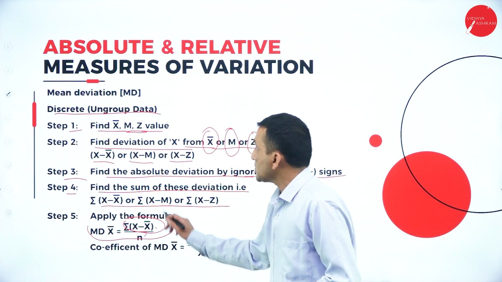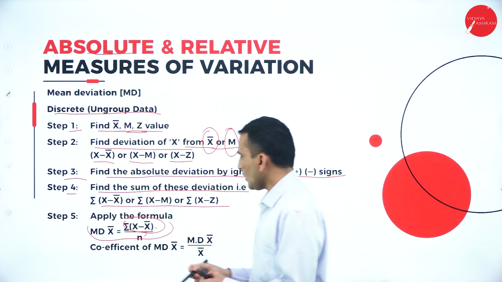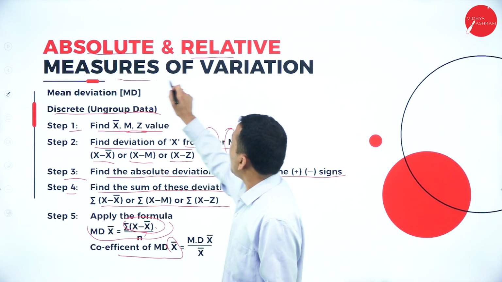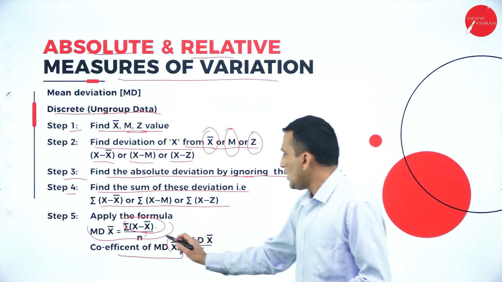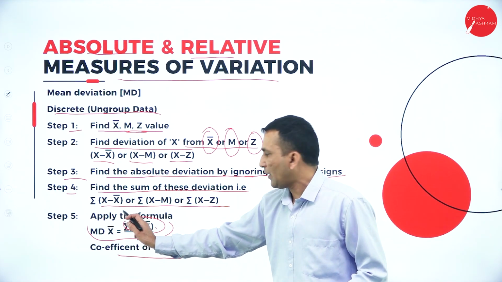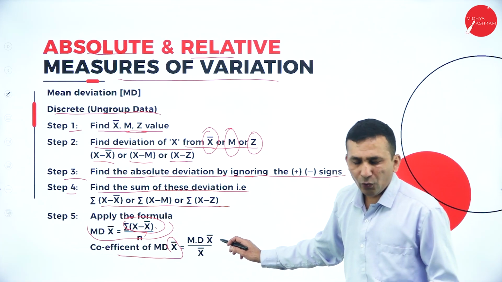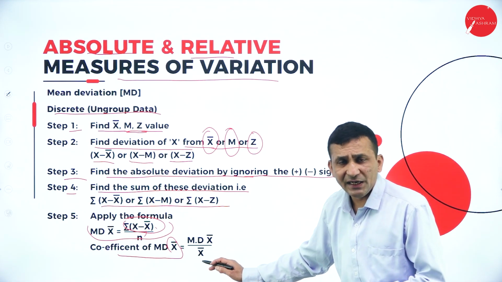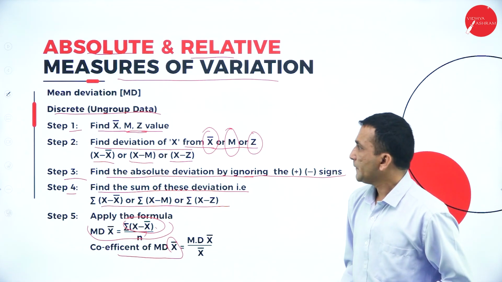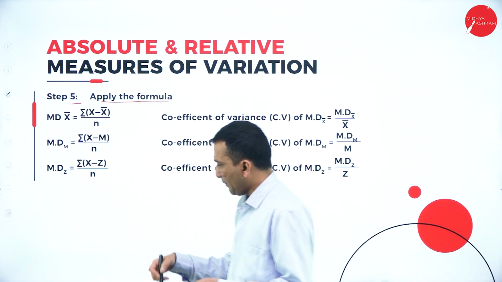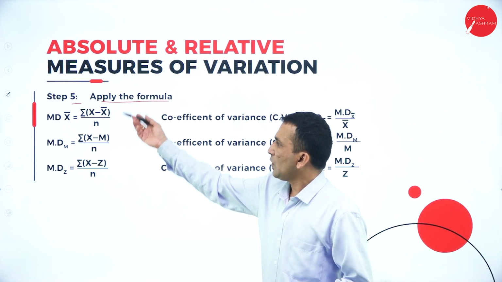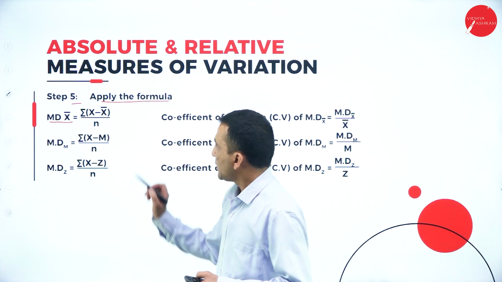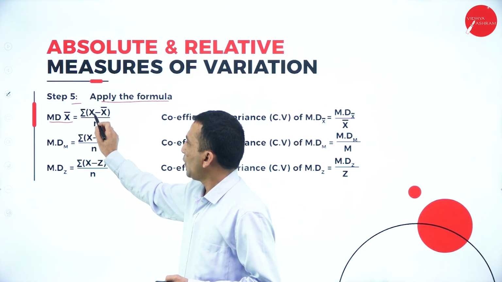This formula is quite similar for the absolute measure. Now the coefficient of mean deviation from mean is related to the relative measure of variation. The mean deviation from X bar, what we get after simplifying, we write as the numerator, and for the coefficient of mean deviation from mean we write X bar as the denominator. Moving forward, the last step is to apply the formula. As in the previous slide, if they ask for mean deviation from mean, the formula is very simple: sigma of X minus X bar.